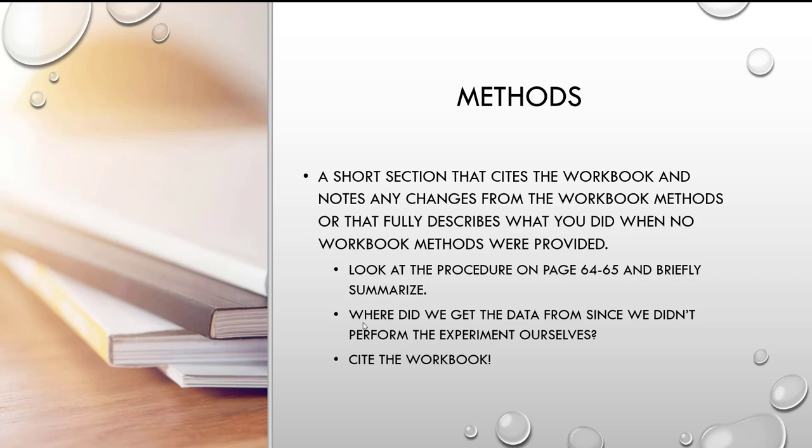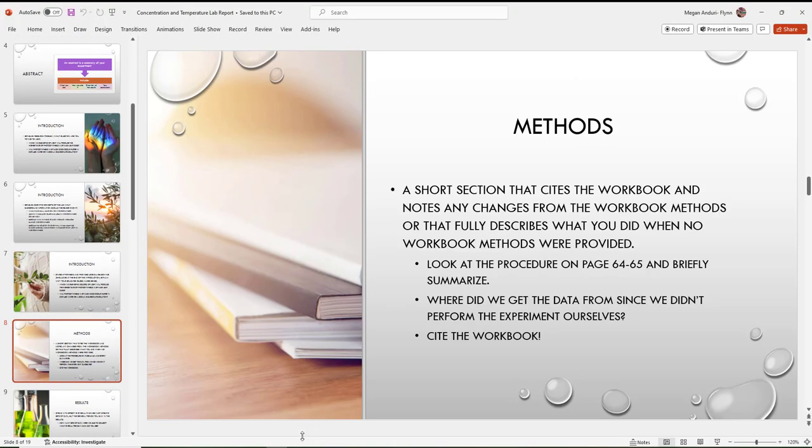Moving on to the methods section. So with the methods section, since we did not actually do the experiment, we're just going to briefly summarize it. So in our lab manual, we're just going to give a short section that cites the workbook and notes any changes from the workbook methods, or that fully describes what you did when no workbook methods were provided. So basically for us, we're going to look at the procedure on page 64 to 65 and briefly summarize it. So let's go ahead and take a look at that.